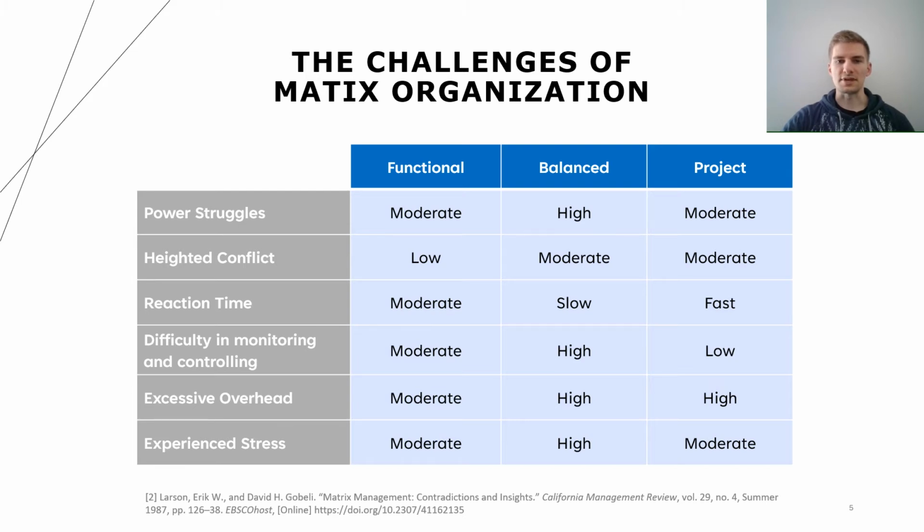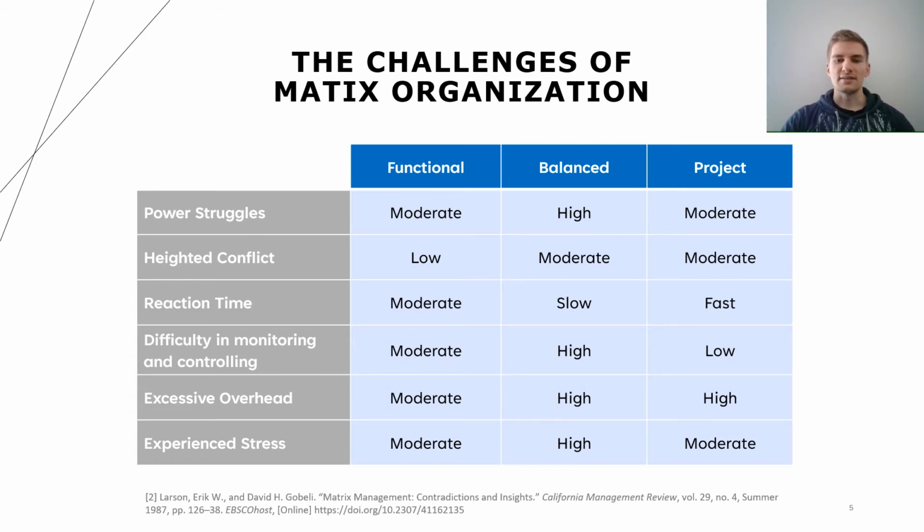As much as matrix organization can help and solve certain problems, it has problems of its own. These problems can vary in severity depending on the type of matrix, whether it be functional, project, or balanced. The differences there are who has more authority, the functional manager or the project manager, or they might even be equals. First problem is power struggles. Because there are two or more people in charge of the same resources and people, there's inevitably tension between the two, even if one might officially have more authority over the other. In the case of a balanced matrix, the functional and project managers are equals, and so that tension and competition for control is at an all-time high.